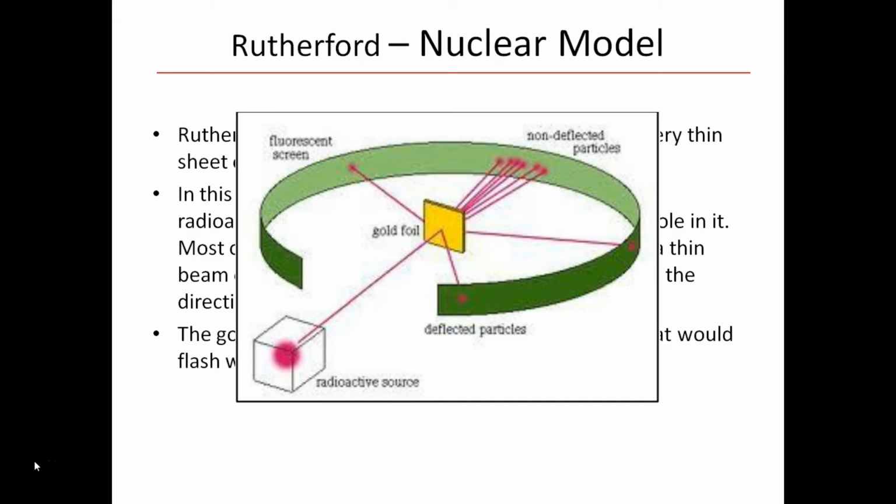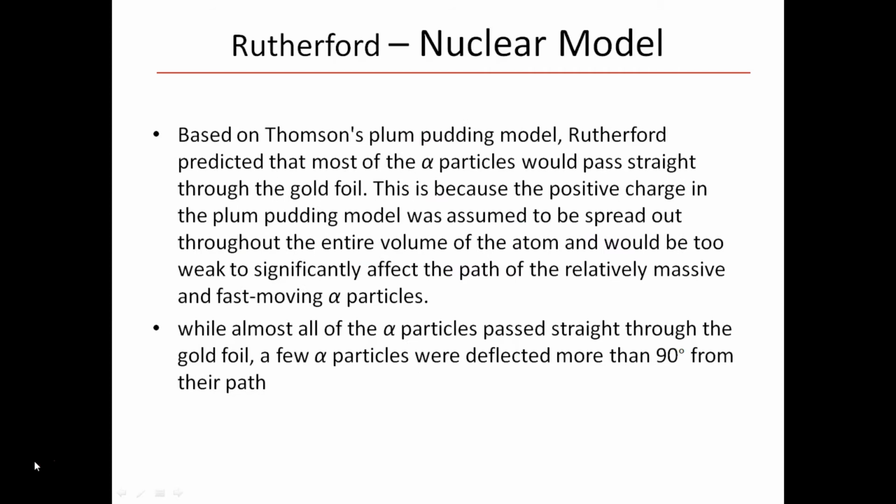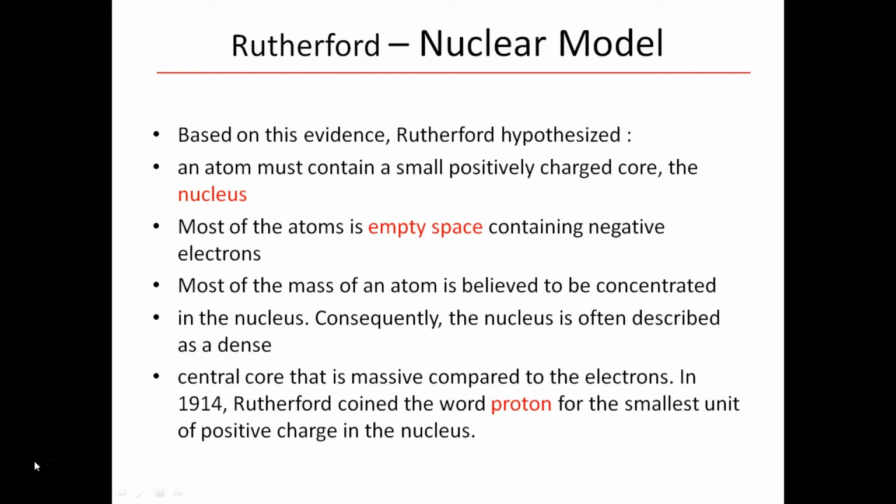Now, he predicted, based on Thomson's model, that all of the particles would pass through unaffected. But what he found was that some did go straight through, but others were deflected from their path, and some were reflected as well. So this meant that he had to rethink his model.